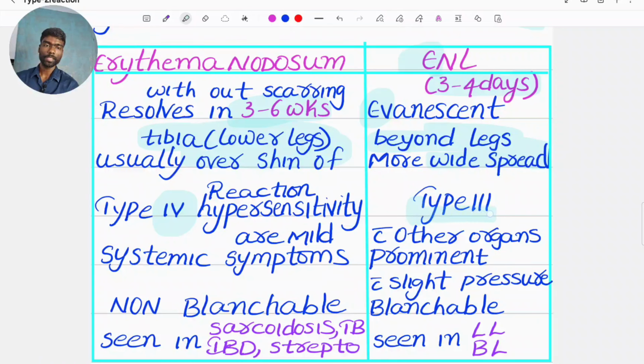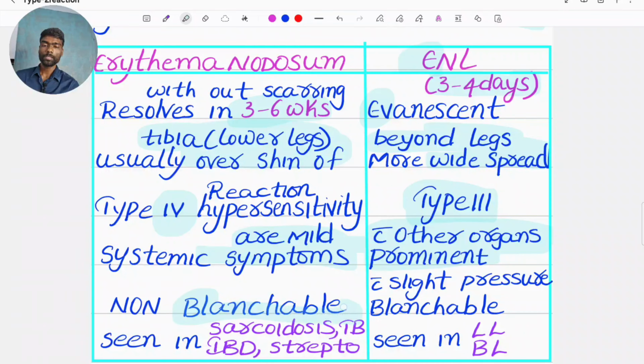ENL is a type 3 hypersensitivity reaction. Immune complexes are formed. Here systemic symptoms are usually mild. In Erythema nodosum leprosum it is prominent. Whichever organ is invaded by lepra bacilli, inflammation occurs there due to ENL.